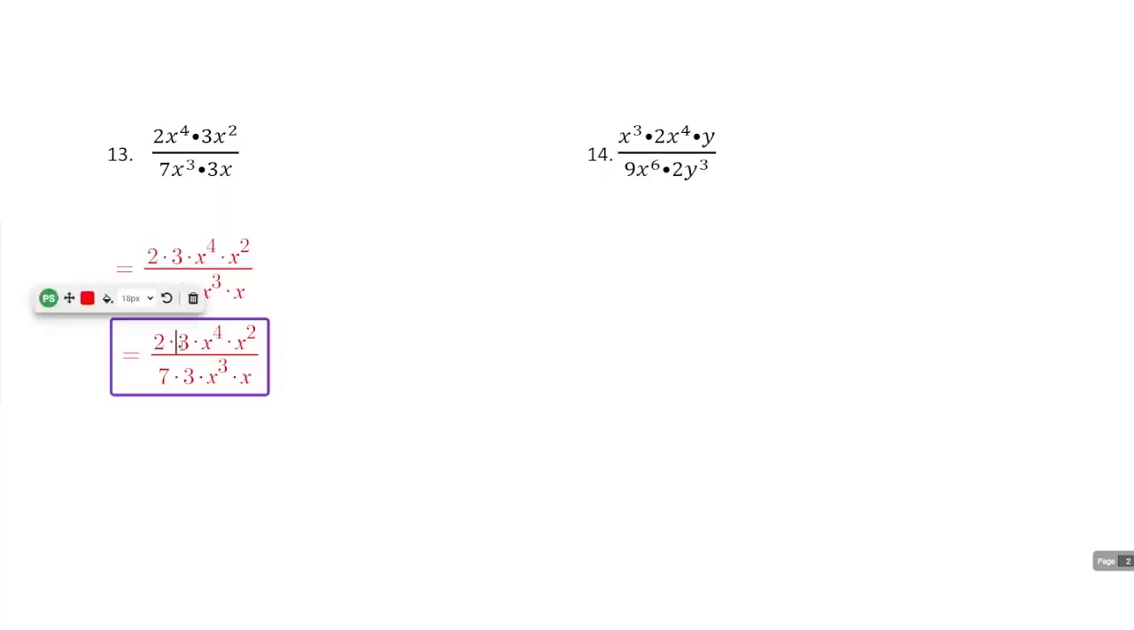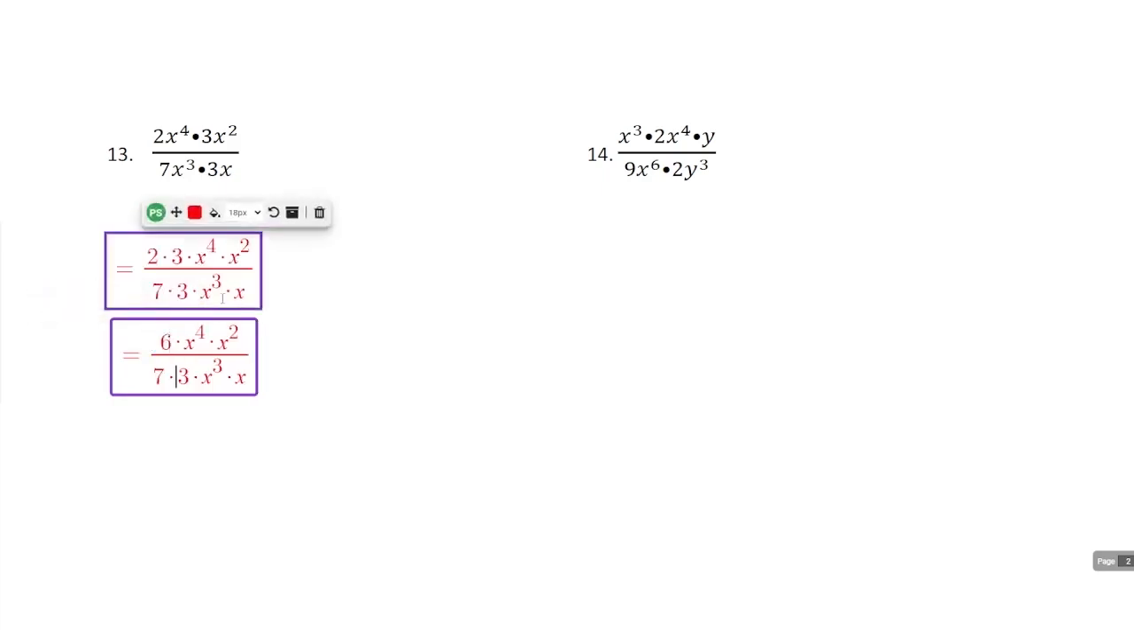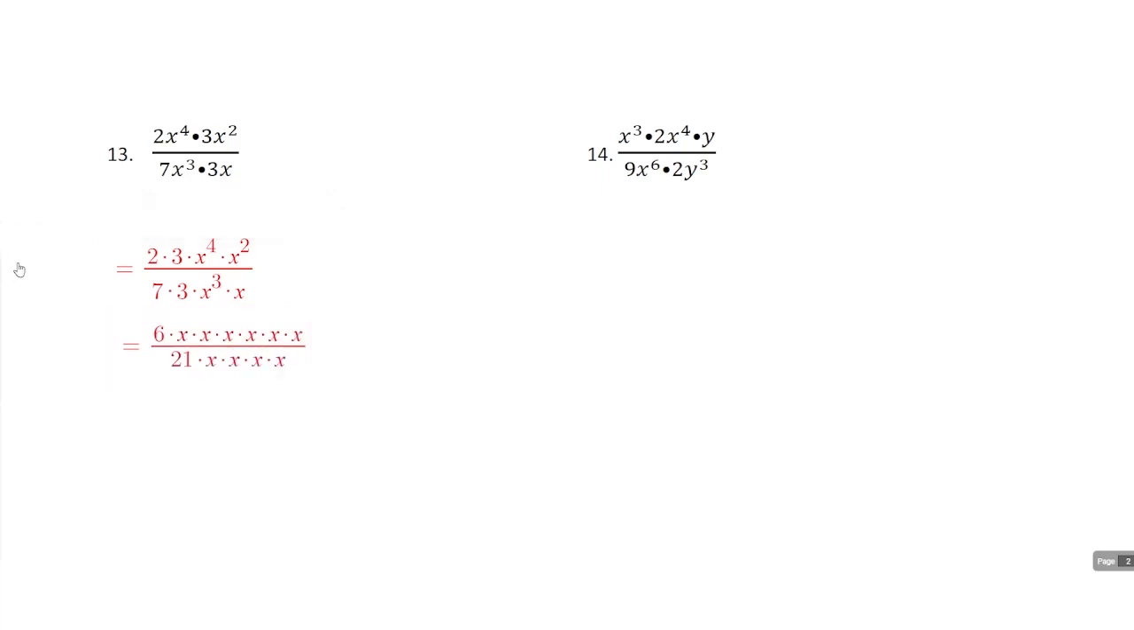2 times 3 is 6, so this is going to be 6. 7 times 3 is 21. And here we have 4 x's, so 1, 2, 3, 4, and then 2 more x's. 1, 2. X cubed is the same as x times x times x, and then we have that extra x out there. So now I'm ready to start canceling stuff out. We can cancel out 1, 2, 3, 4 x's. That's going to be 6 times x over 21. And actually 6 over 21 reduces. Both of those are divisible by 3, so this will reduce to 2/7.